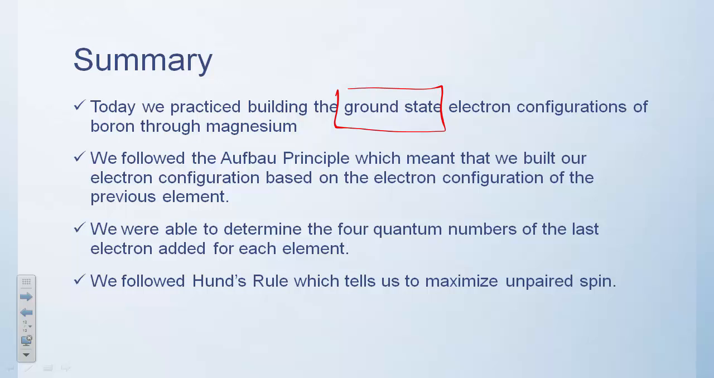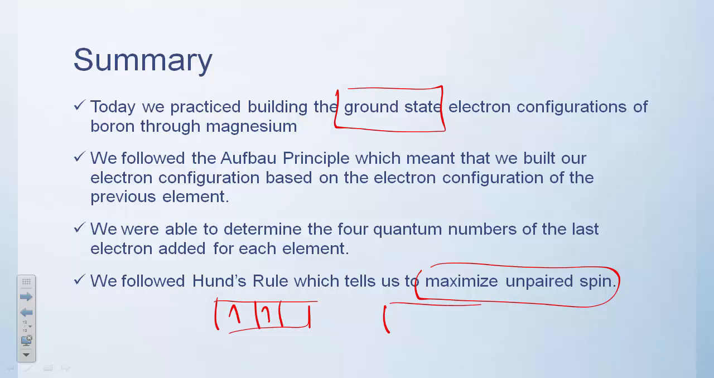We're able to determine the 4 quantum numbers of the last electron added, and we've had lots of practice doing that. And we followed Hund's rule, which tells us to maximize the unpaired spin. So this is what made us, when we are filling up our p orbital, do this and not this. This was bad.